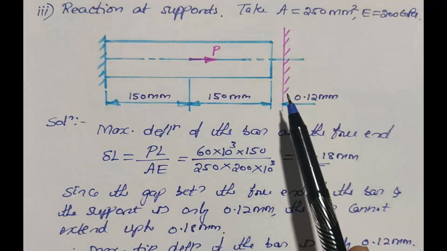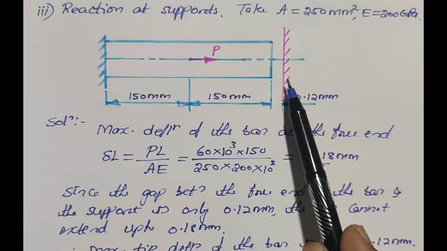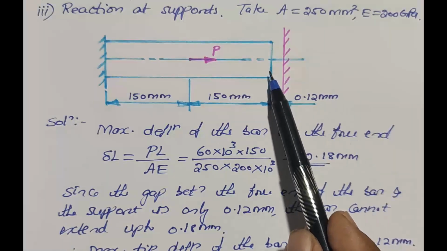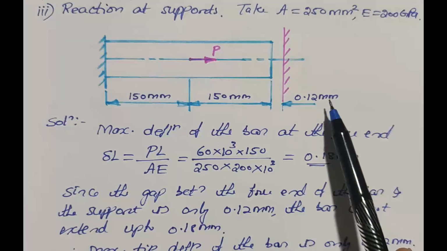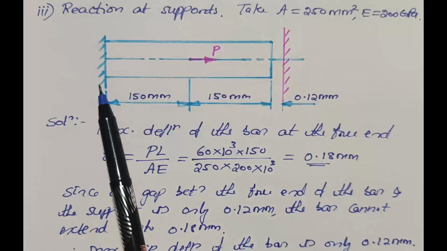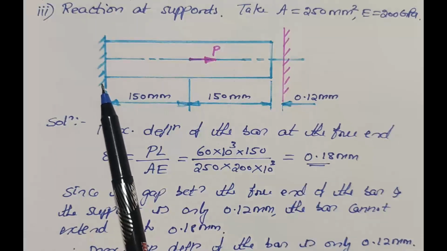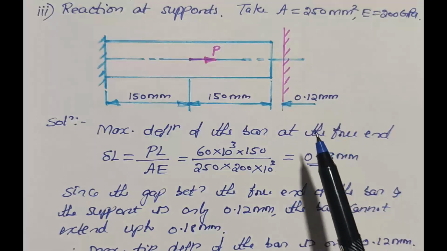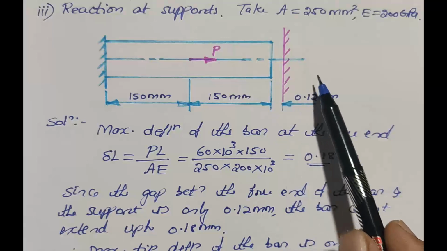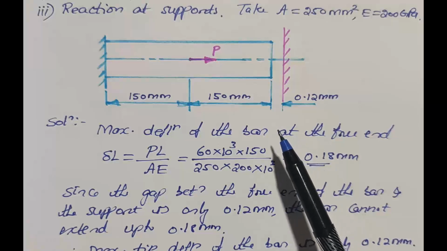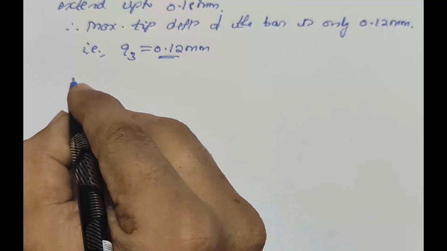Means in this problem we know the displacement at its free end, that is 0.12 mm. Means the maximum deflection of the free end is only 0.12 mm. See the problem here, we know the boundary condition at both the ends. At the fixed end it is 0 and at the free end the deflection will be 0.12 mm. Suppose if the gap is more than the maximum tip deflection, then the problem becomes similar to the problem we have solved earlier. Next we know the procedure, FE model.